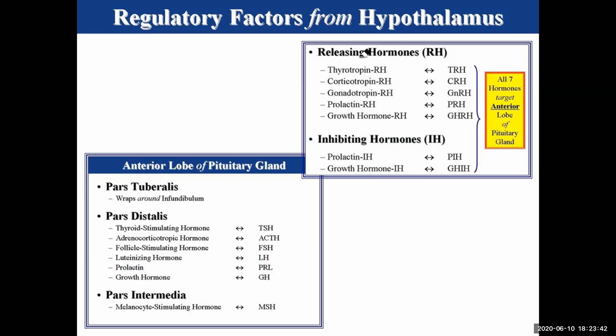So regulatory factors, we have releasing hormones and inhibiting hormones. I just want to make sure that it's clear, right? When we talk about regulatory factors, there are two types: releasing hormones and inhibiting hormones. It means they either induce the anterior lobe to release pituitary hormones, or they inhibit the pituitary gland, specifically the anterior pituitary gland, from releasing its pituitary hormones. So the name tells you what it does.